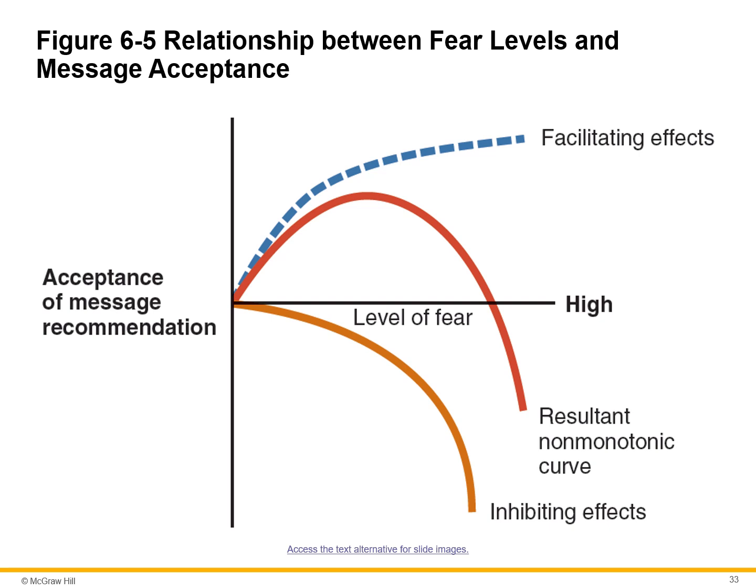It's like this one, the red one. As the level of fear goes up, the acceptance goes up. But as the level of fear goes even higher, then acceptance goes lower. So how much fear do you want to use? Right where the red curve peaks. That's the appropriate level of fear you should use to gain the highest acceptance of the message recommendation.